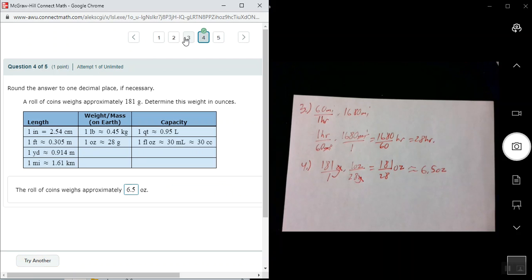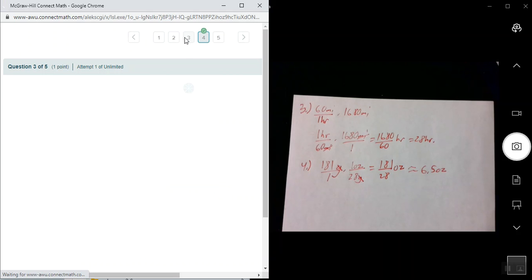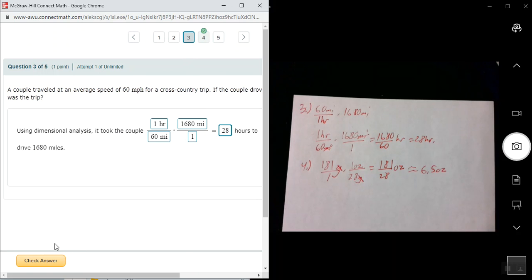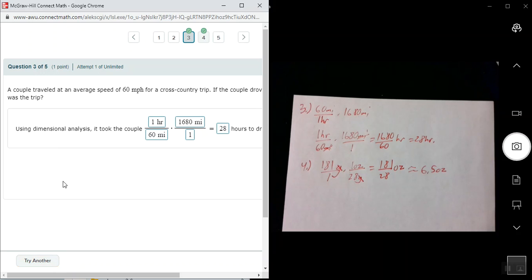Let me go back to number 3 because I didn't think I could check the answer. So let me come back to number 3 and check the answer. Okay, we have the same information we had before, and I would check the answer here, and it's also correct. So this is how you do those two problems.